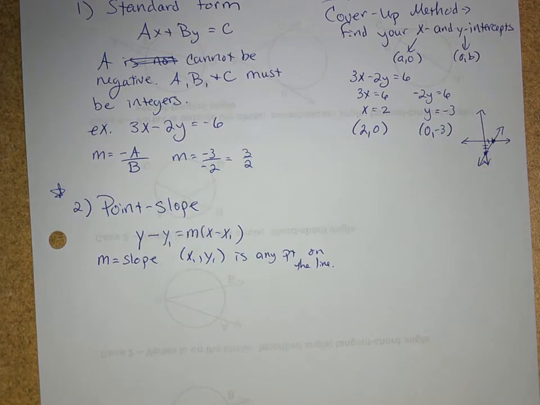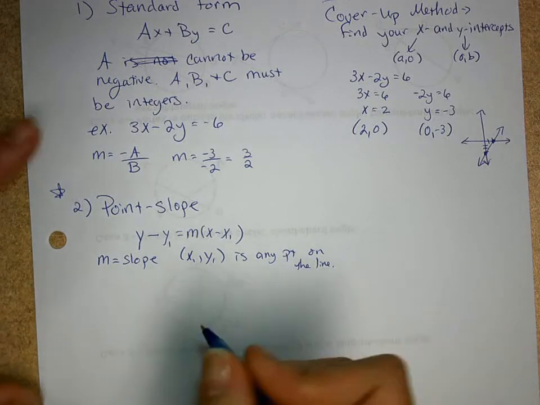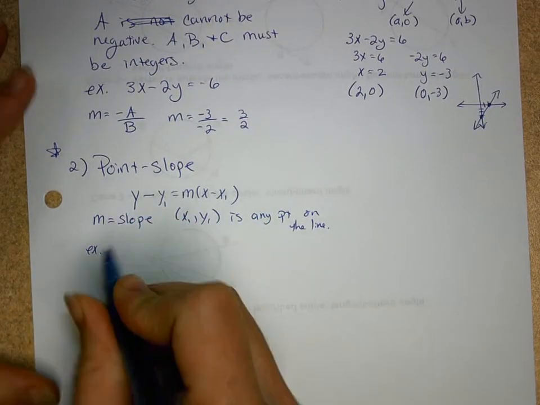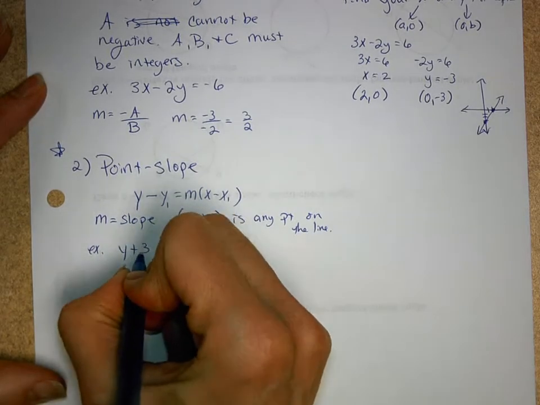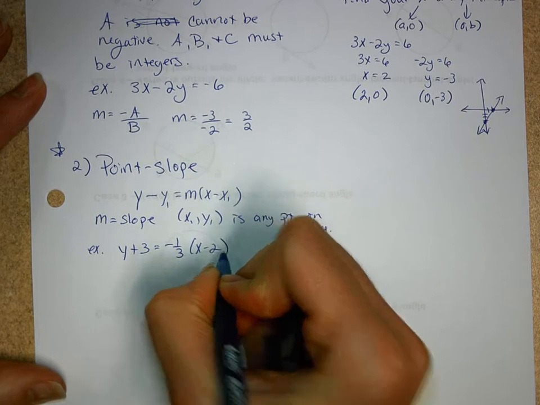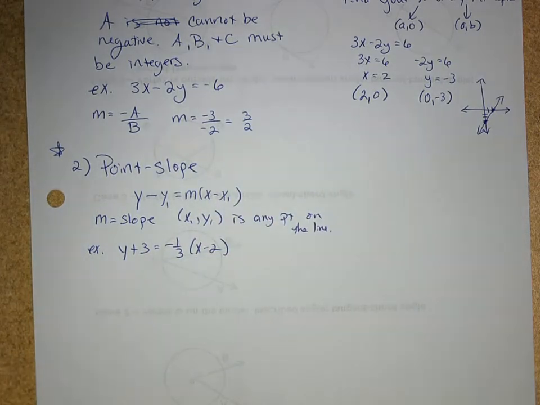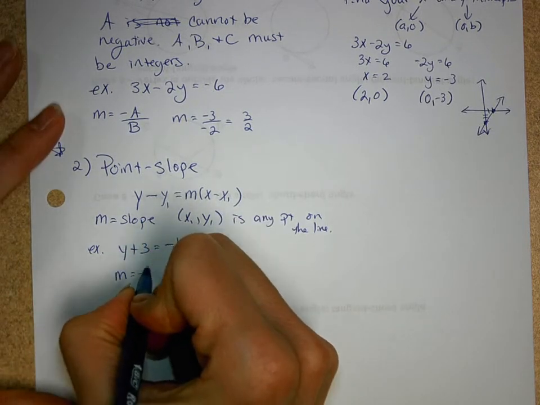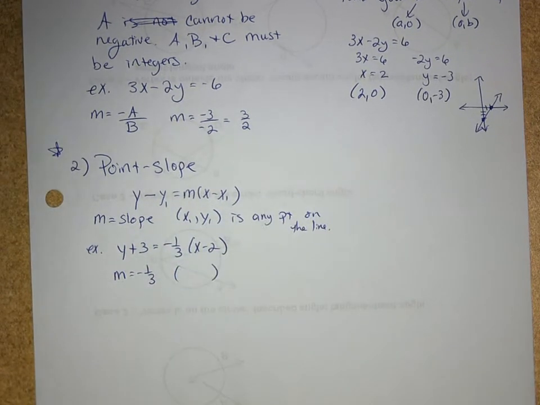So we have a vertical line. We always use, basically, if in doubt, you use point slope to set it up. Let's do a quick example of this one that we'd have written. Something like this. Y plus 3 is equal to a negative 1/3 times the quantity x minus 2. What's your slope? It's a negative 1/3. What's the point?